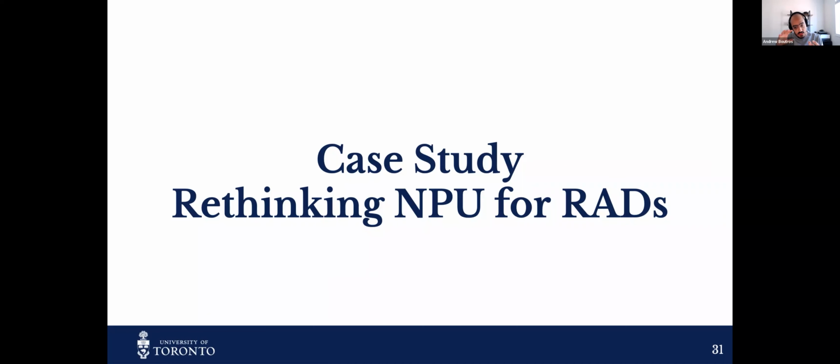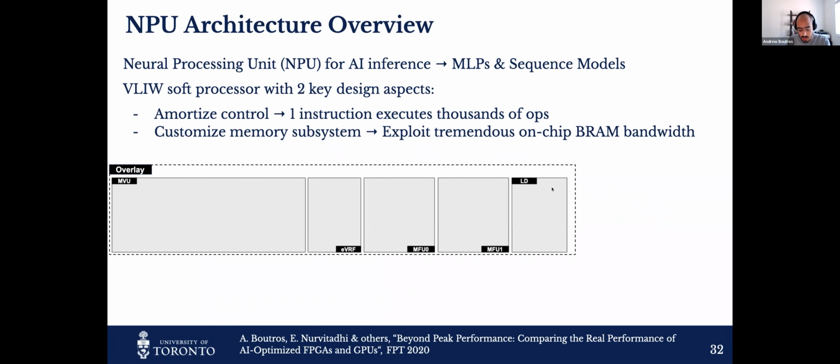So now I'm going to switch gears a little bit to show you an example of what we can use RAD-Sim to do, by taking a case study that we did from an application from the AI inference domain using the NPU. So first, let's talk about the NPU. The NPU is the neural processing unit.